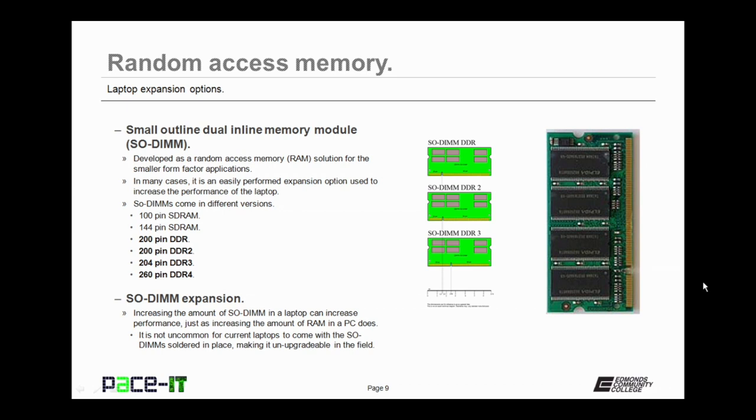There was the 100-pin SDRAM, the 144-pin SDRAM, the 200-pin DDR, the 200-pin DDR2, the 204-pin DDR3, and the 260-pin DDR4. Increasing the amount of SODIMM in a laptop can increase performance, just as increasing the amount of RAM in a PC does. In modern laptops, it's not uncommon for their SODIMM to be soldered in place. In these cases, you cannot easily upgrade the RAM.